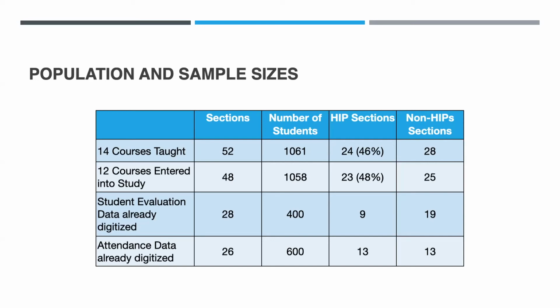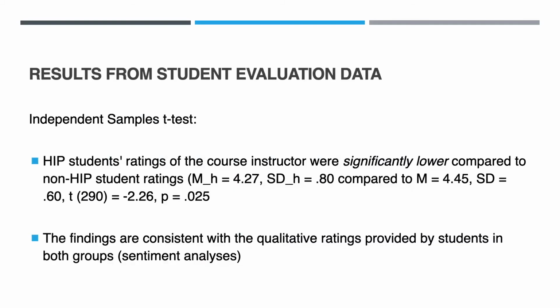This was happening right when the pandemic was starting. Thanks to the research students, we were able to complete 28 sections of student evaluation data, as well as 26 sessions of attendance data. And we look at, what can we say, right, if we just look at these numbers that we have so far. And we did find interesting things. From looking at the student evaluation data, well, I was surprised.